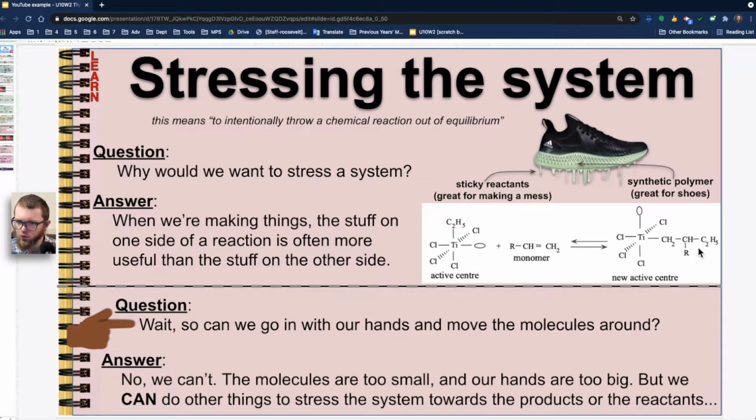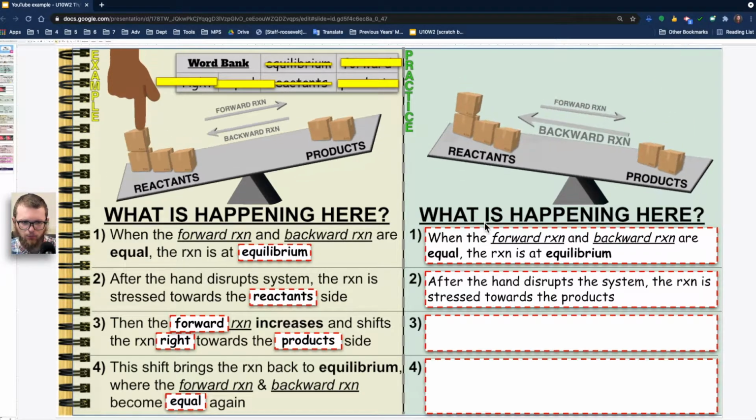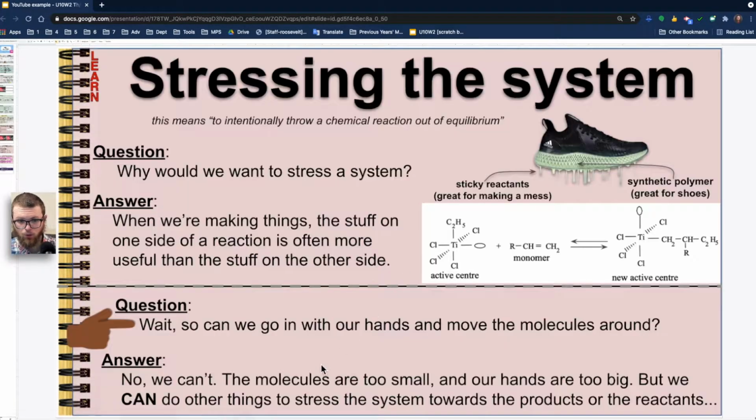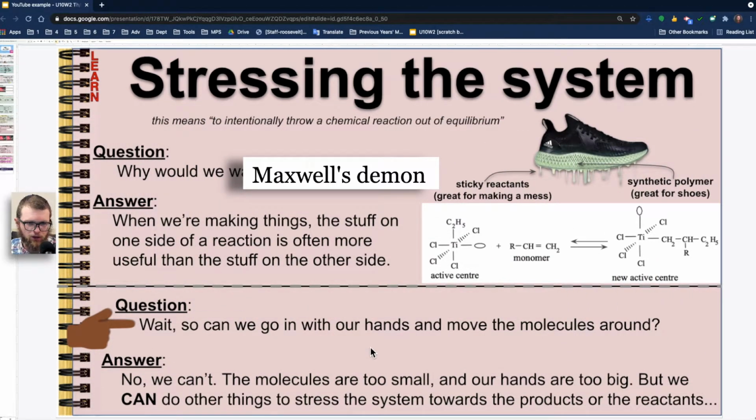So how do we do that? Well, in the previous slide, someone's hand comes in and pressures one side and stresses that side to make more of that side. Can we do that? Well, no. And it's not that you're not allowed to. If you can figure out a way, by all means, do it. But our hands are bigger than the molecules. The molecules are way too small. Our hands are too big for us to go in and physically move molecules around. There's a thought experiment called Maxwell's Demon, but even in that situation, we were employing a make-believe demon to do it and not actually doing it ourselves. You can Google Maxwell's Demon if you want to know more about that.